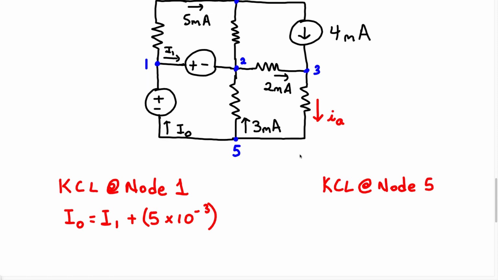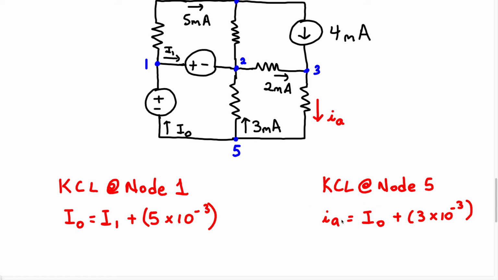So we're going to write this as the current entering, which is I8, equals the current leaving, and the current leaving this node is going to be I sub 0, which is going this way, plus 3 milliamps, which is going this way. So we can write I sub 0 plus 3 times 10 to the minus 3, close brackets. So now we have another equation.